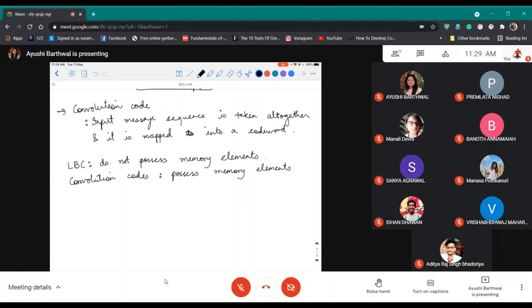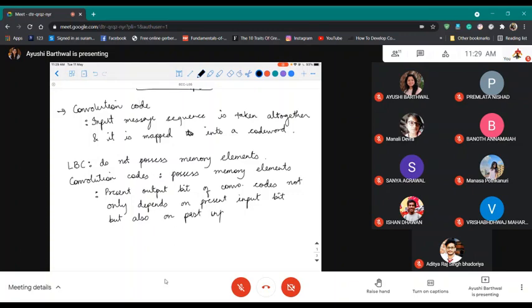So the present output bit of convolution codes depends not only on the present input bit, but also on past input bits.